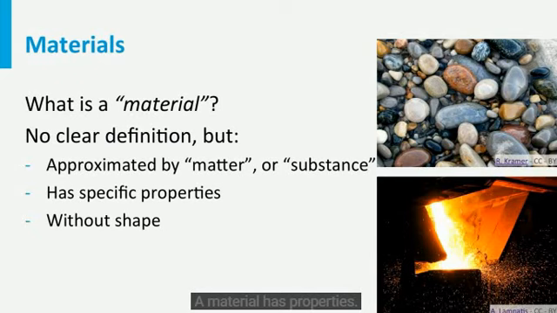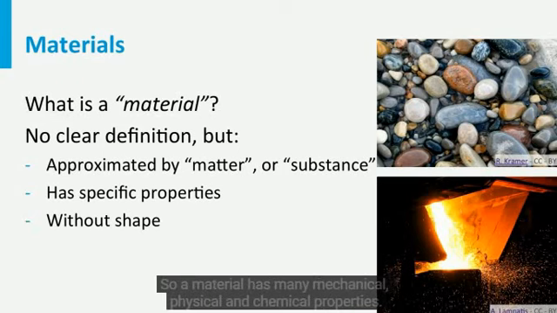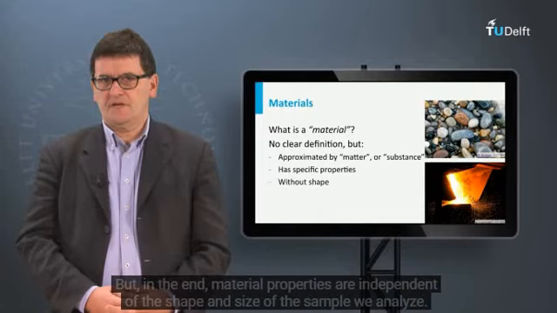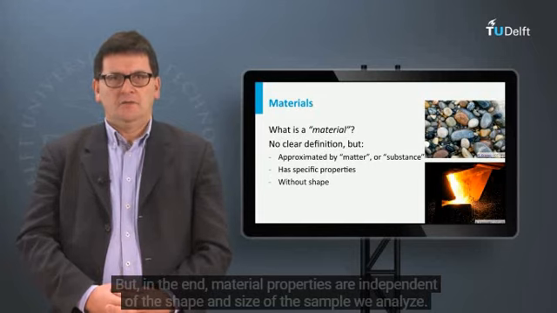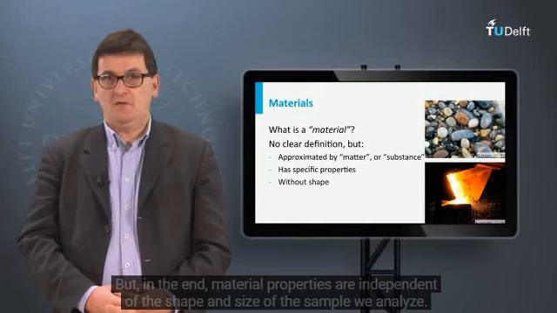A material has properties, and these properties are independent of its size and shape. So a material has many mechanical, physical, and chemical properties. For example, a material has density, it has strength, it has electrical resistance. We can determine such properties by taking samples. But in the end, material properties are independent of the shape and size of the sample we analyze.